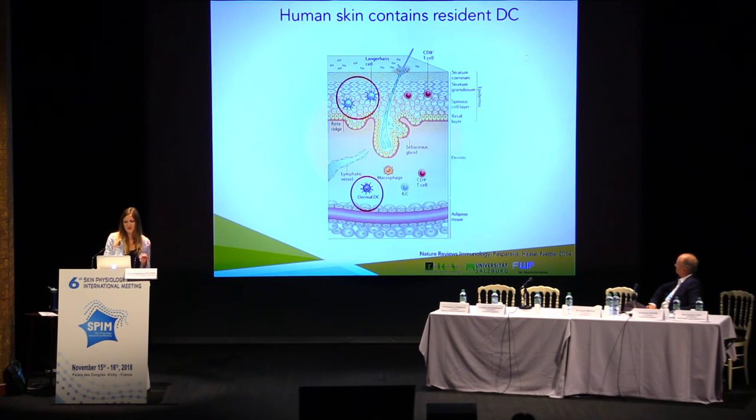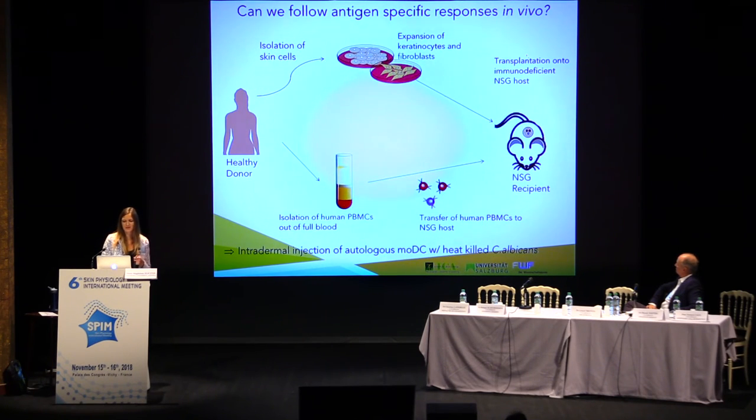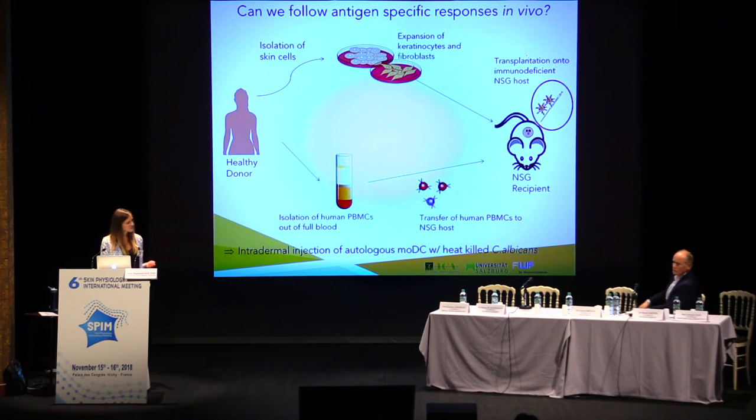So, in order to answer the question if we can follow antigen-specific responses in vivo, again, we had the same setup where we generated engineered skin and adoptively transferred human PBMC. And now we started to challenge these skin T cells by intradermal injection of antigen-presenting cells that were either just activated with LPS or loaded with an antigen. And for this study, we chose Candida albicans as a model antigen, as it's a common fungus of the human skin. It's a commensal.